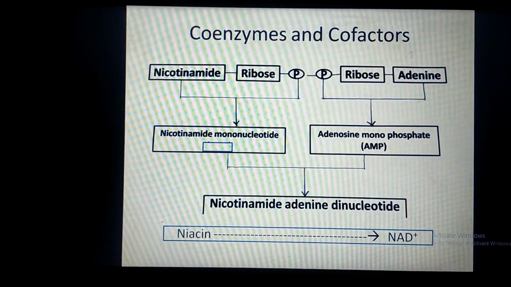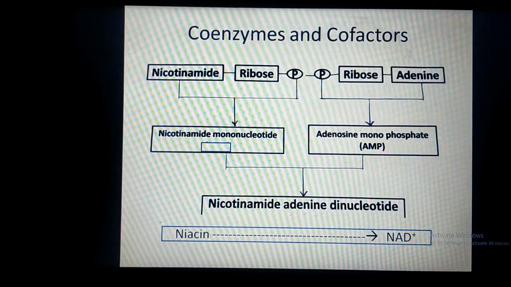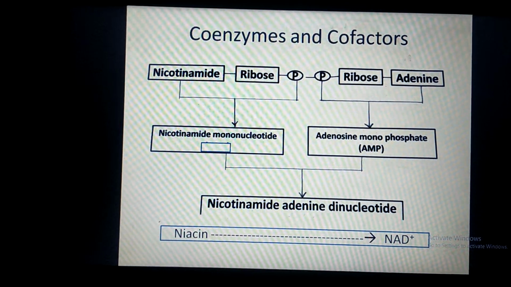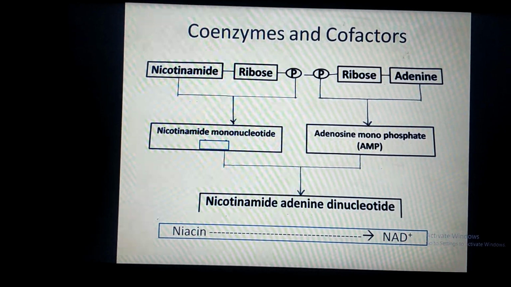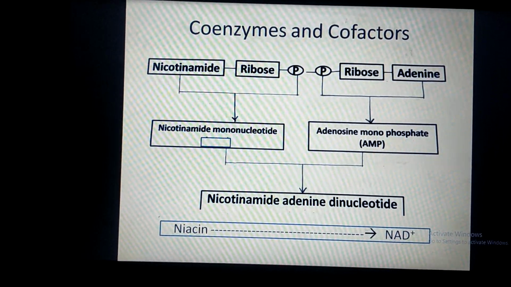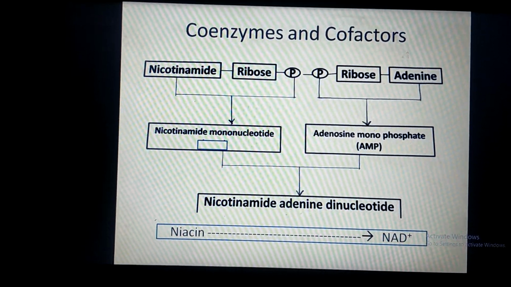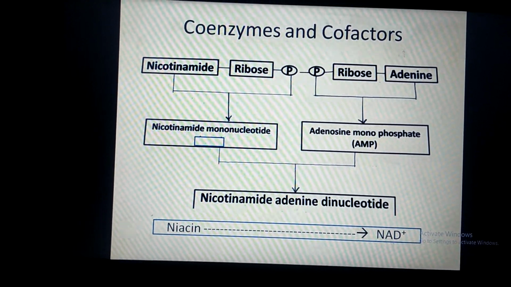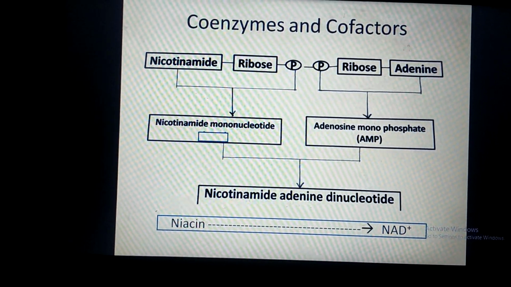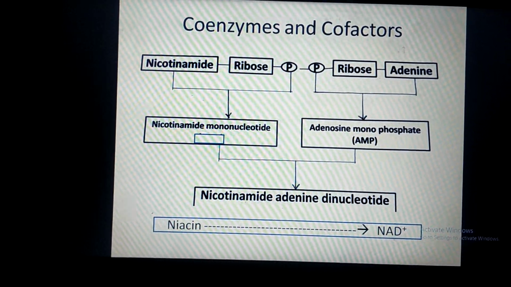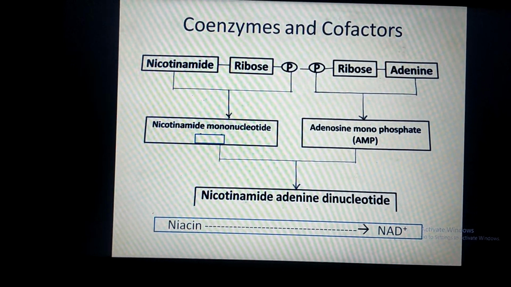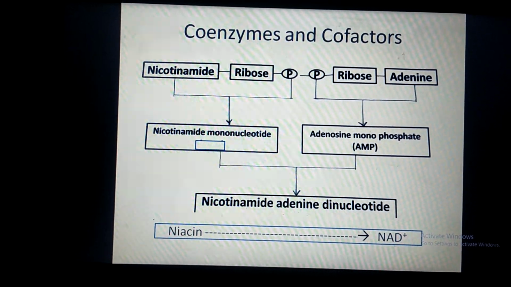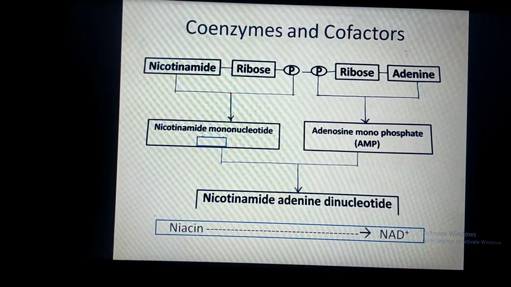Now the nucleotide nicotinamide mononucleotide is formed from a nitrogen base called nicotinamide, ribose sugar and phosphate group, whereas, as all of you know, adenosine monophosphate is formed from a nitrogen base adenine, ribose sugar and phosphate. When these two nucleotides combine, they form a dinucleotide called nicotinamide adenine dinucleotide or NAD.